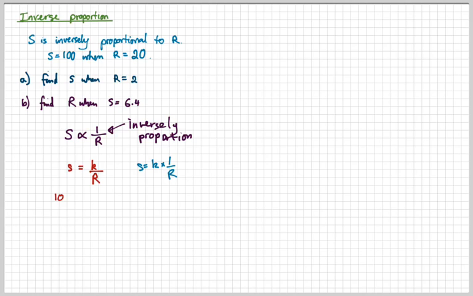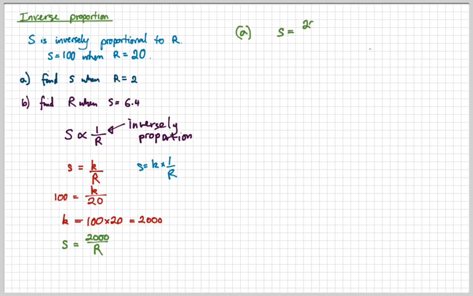Okay? From here, well, I know that S is 100 when R is equal to 20. So if I replace those, S is equal to 100 and R is equal to 20, then I can say, well, K is equal to 100 times 20, which is equal to 2,000. Good. So my new equation, my original equation, can become S is equal to 2,000 divided by R. And I'm going to use this to answer parts A and B. Once you know K, the question becomes fairly straightforward.